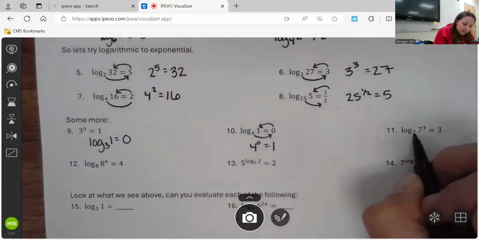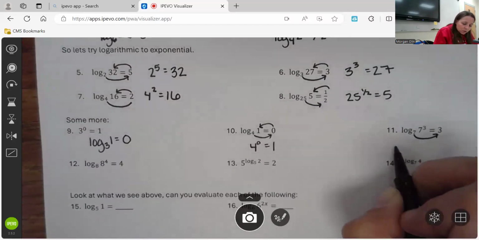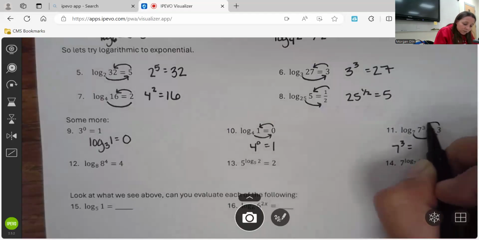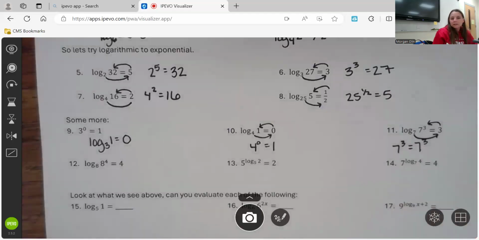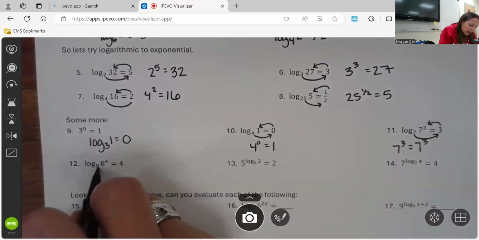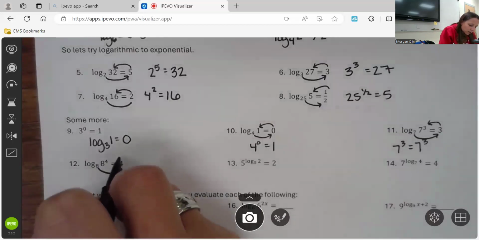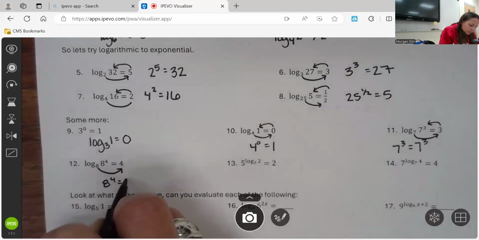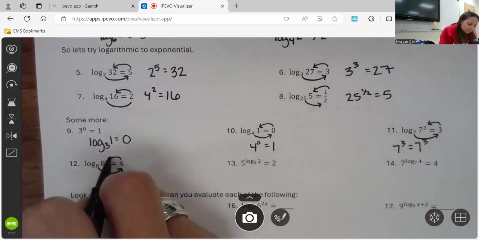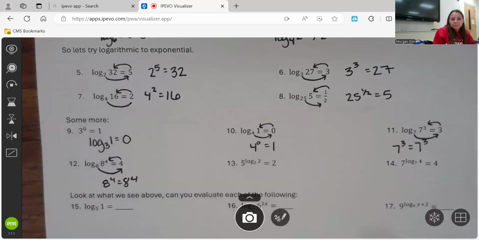Here, 7 to the 3rd equals 7 to the 3rd. Well, that makes sense, right? Okay. 8 to the 4 equals 8 to the 4 again. So very similar to number 11.